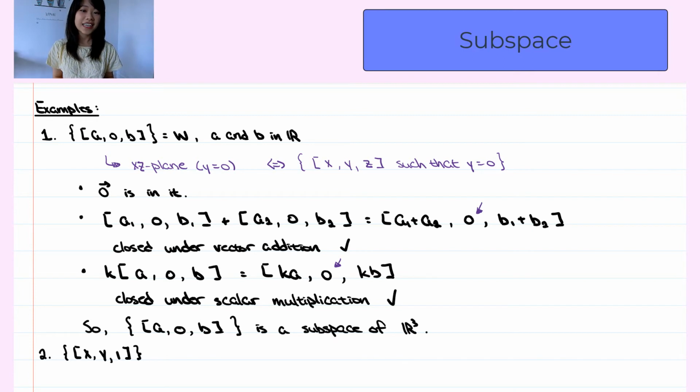Now let's look at the second example. Here the subset has three components, X, Y, and 1. All three conditions need to be met in order for this subset to be a subspace of R3. The first condition is that the subset has to contain the zero vector. However, the third component of the subset is always 1, so it does not contain the zero vector. In other words, the subset is not a subspace.